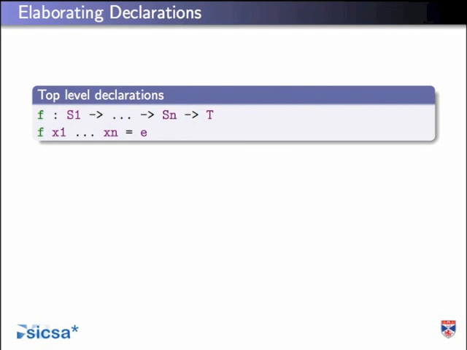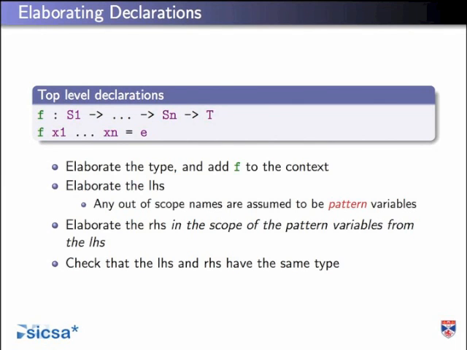For top-level declarations, everything has got to be of this form, a function type and an application. To run that, we'll elaborate the type and add f to the context. Once we've got f in the context, we can elaborate the left-hand side, and any out-of-scope names, we'll just assume they're pattern variables. There's a little bit of a difficulty here. You might wonder how, on the left-hand side, we can be type-directed. We know the type of f, but we don't know the type of f and its application.